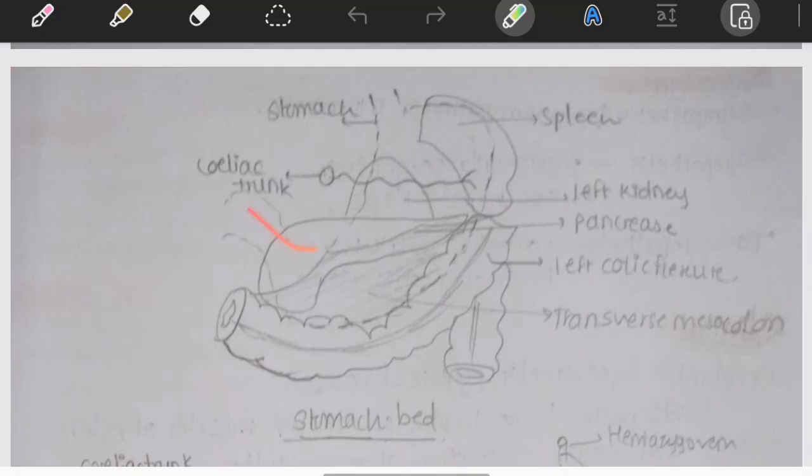This is the dotted line. It is the stomach, and behind that these structures are there: pancreas, diaphragm, spleen, suprarenal gland, kidney, the left kidney. This is the transverse mesocolon, left colic flexure. This is the stomach bed, and here is the splenic artery.